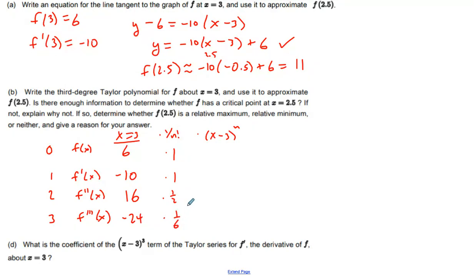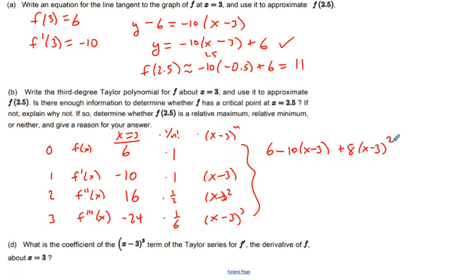You should almost not even be thinking about those numbers at this point. And then there's nothing here, and x minus 3, and second term, squared, and third term cubed. Putting these together gets us our polynomial of 6 minus 10 times (x minus 3), plus 8 times (x minus 3) squared, and finally 24 over 6 negative, so negative 4 times (x minus 3) cubed. So that's the polynomial that we're looking for.